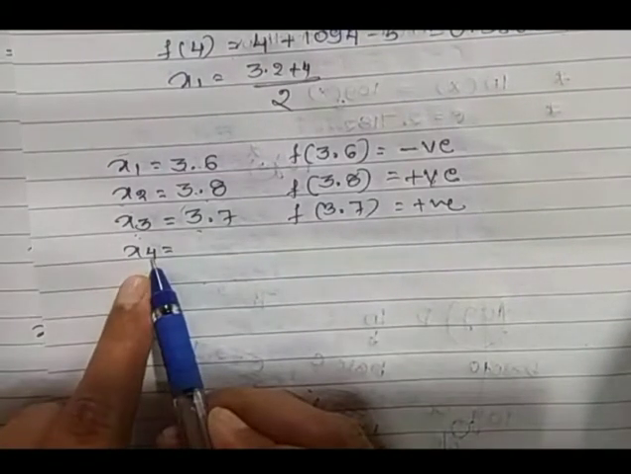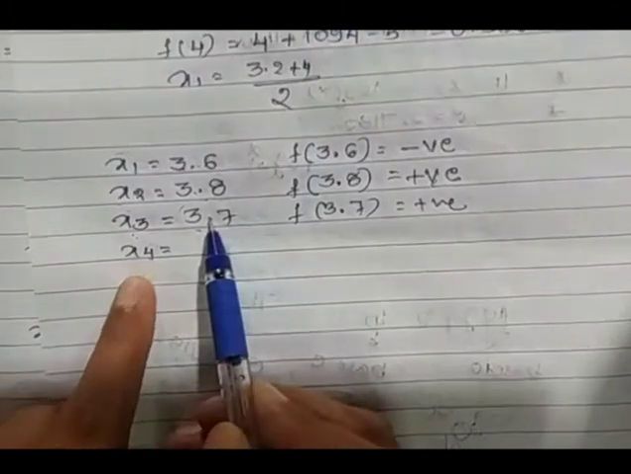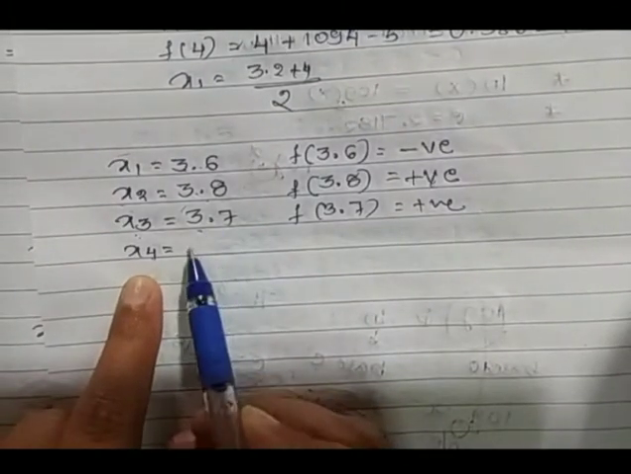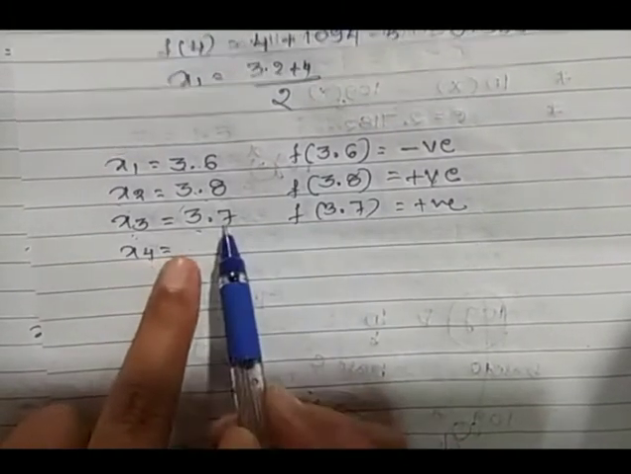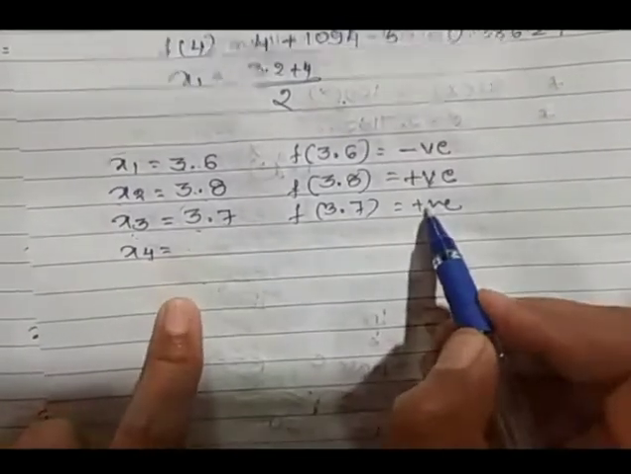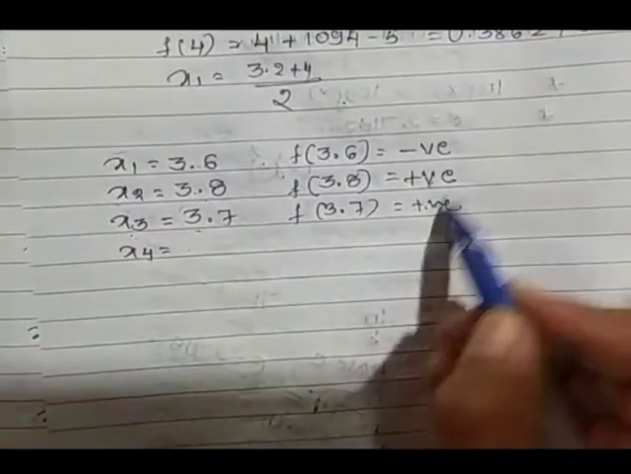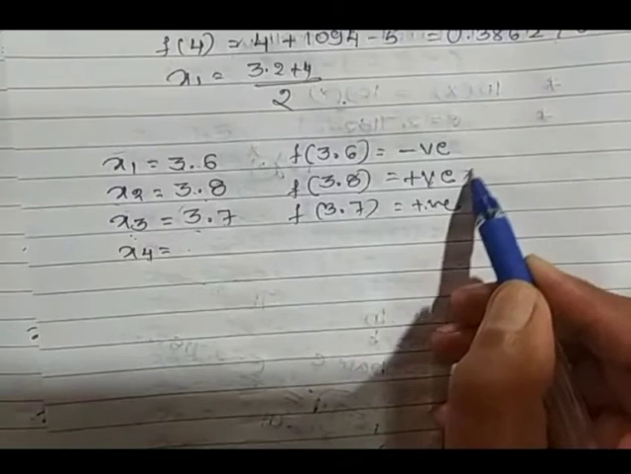To calculate x4, consider the previous x3 value, that is 3.7. 3.7 is giving us a positive value. So along with positive, we cannot consider one more positive value.